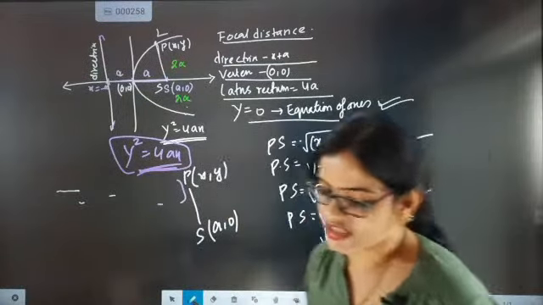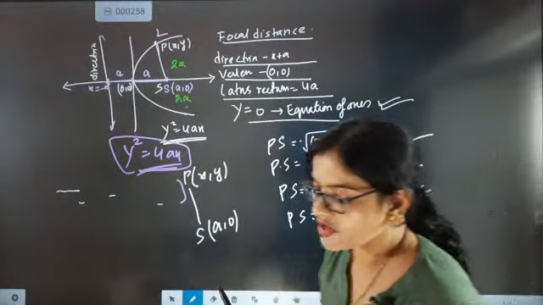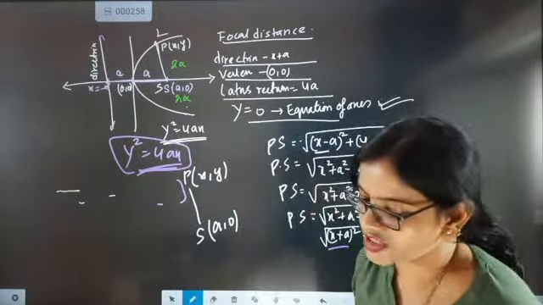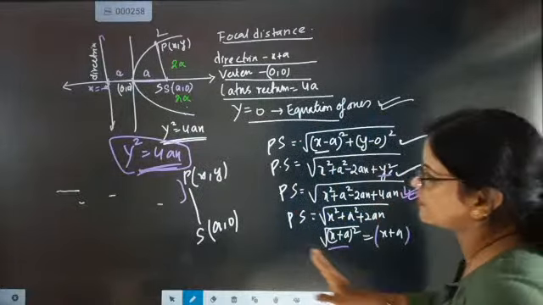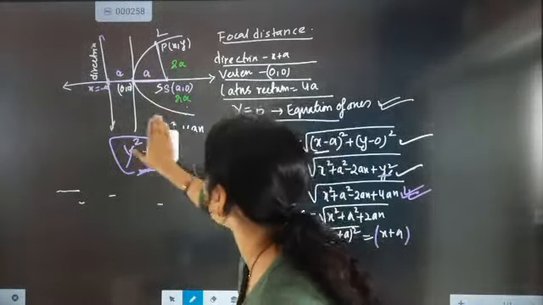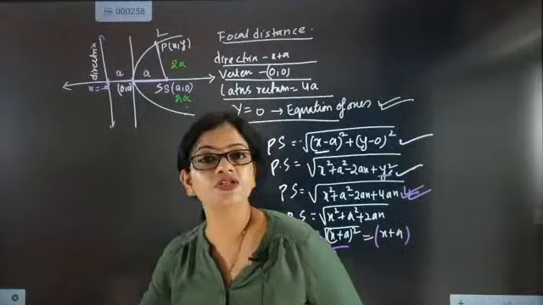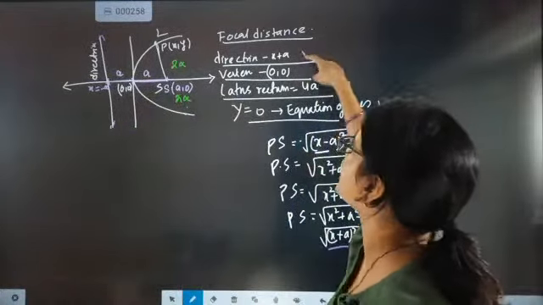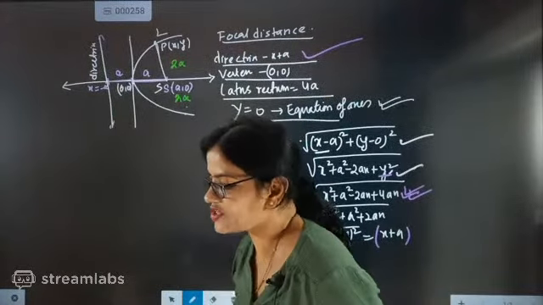We got focal distance, length of latus rectum, equation of axis, coordinates of focus, and vertex point. Equation of axis, everything we got, the directrix equation we got. So this is the only thing they will be asking the most. What all things may come in the examination to find out? First thing is the directrix. Here the directrix is x plus a.